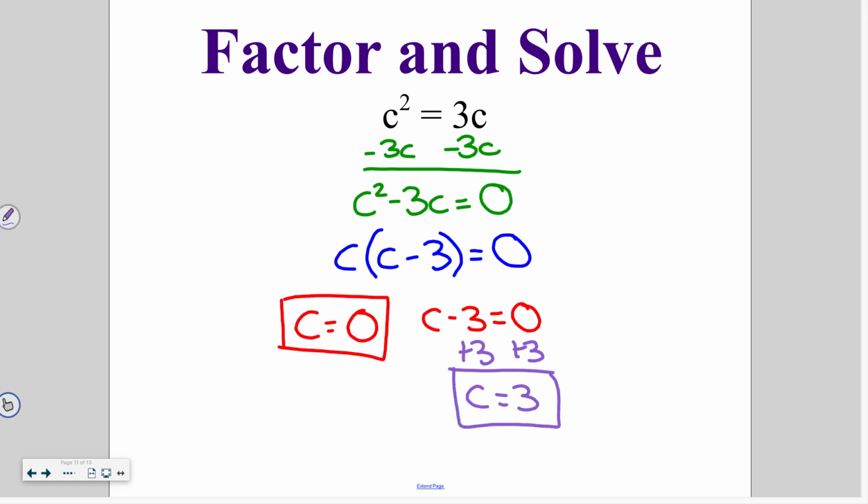Now, we can go back and check both of these solutions in the original equation. 0 to the second power is 0, equals 3 times 0, which is 0. 0 equals 0 is a true statement, so that solution works. Checking the second one. 3 to the second power is 9. 3 times 3 is 9. 9 is equal to 9 is again a true statement. So these are the two answers that make this top statement true.